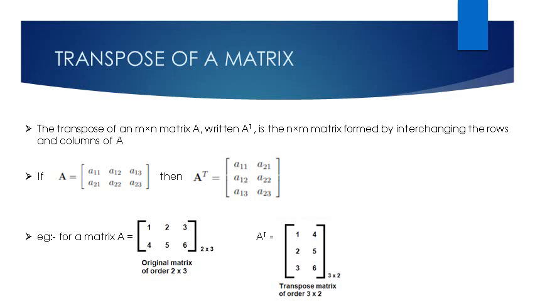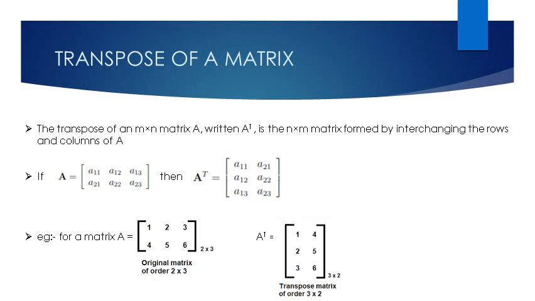Next, transpose of a matrix. The transpose of an m cross n matrix A, written as A transpose or A raised to T, is the n cross m matrix formed by interchanging the rows and columns of A. That means if you have to find the transpose of any matrix, you have to interchange the rows and columns of that matrix. You have to make the rows as columns. That means all the horizontal numbers become vertical numbers.